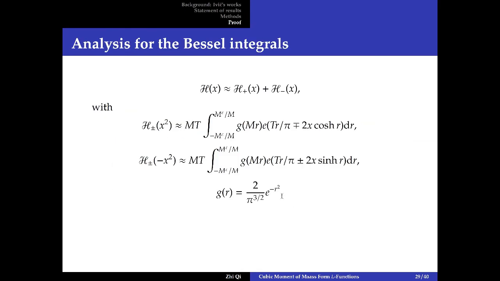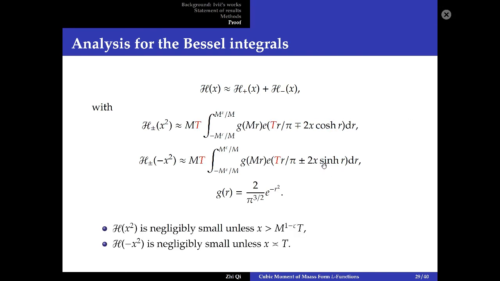So first of all, we have this expression due to Chaubey and Mathieu. Depending on whether it's the positive real line or the negative real line, you have X squared and minus X squared. I write it like this, and you will have this cosh and sinh. So these are the only difference.